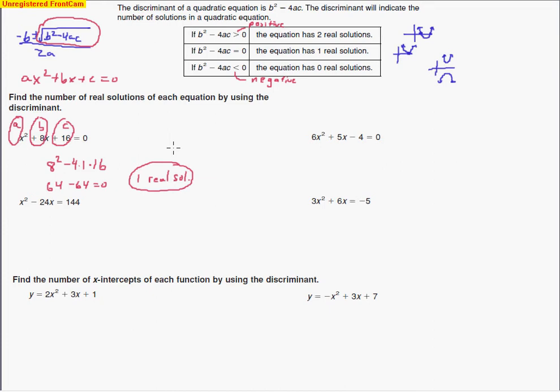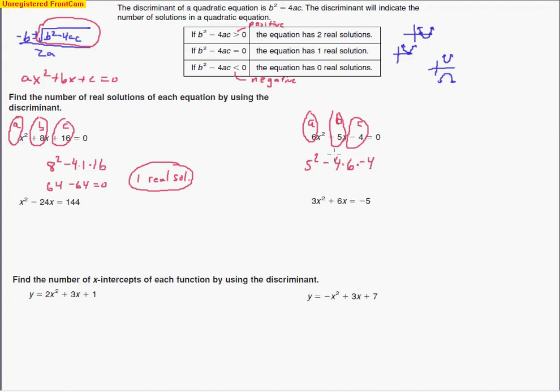Taking a look at the next problem, we've got a 6 in place of our a term. We've got a 5 for the b term, and it's a positive 5. And c is negative 4. So we're going to substitute those numbers in. It's 5 squared minus 4 times a, which is 6, times c, which is negative 4.